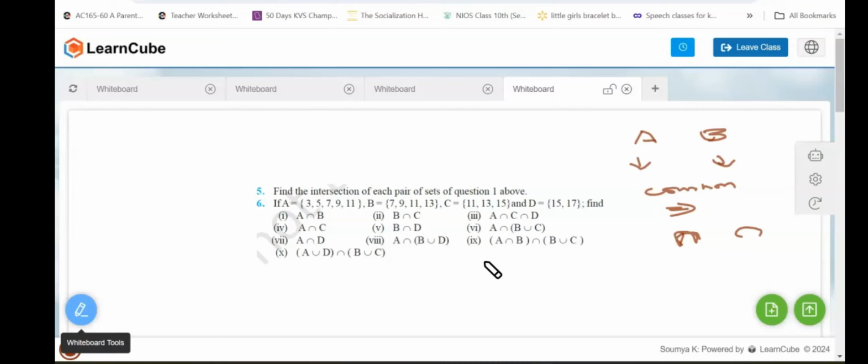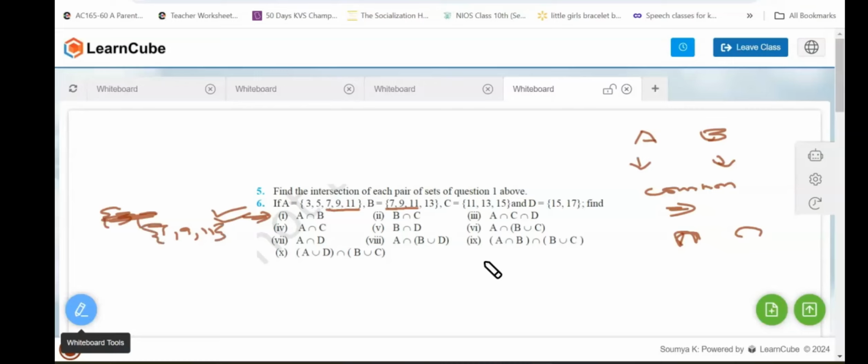Now we are doing the sixth question. Fifth, try out, and if you get a difficulty please do comment. Now A has some elements, B has some elements, C has some elements, and D has some elements. You have to find A intersection B. A intersection B means A and B sets you have to find which is common. If you see A and B set, 7, 9 and 11 are common in both the sets. So your result of this will be 7, 9 and 11. That will be the resulting set, A intersection B.